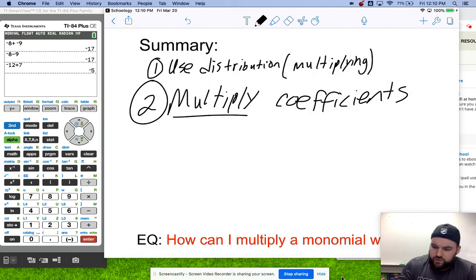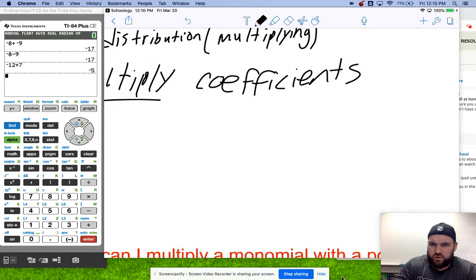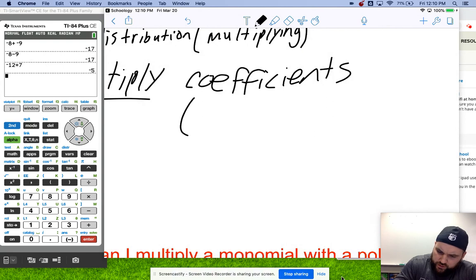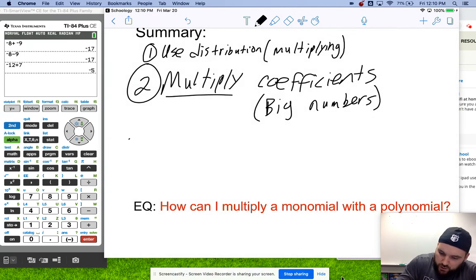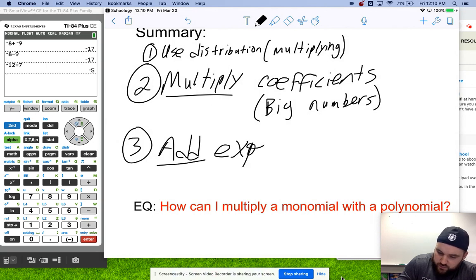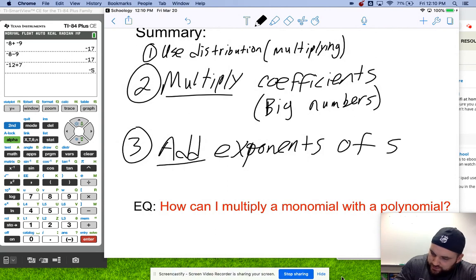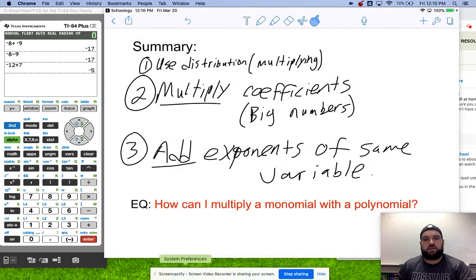If you don't like the word coefficients because it's new and not really sure exactly when to use it and when not to use that word, you could say the big numbers. But again, coefficients is the mathematical word, so we'll try to use it as much as we can. And then 3 is we are going to add the exponents, as long as those exponents are on the same variable. So both on x, both on y. And that'll do it for the first half. We'll see you shortly.